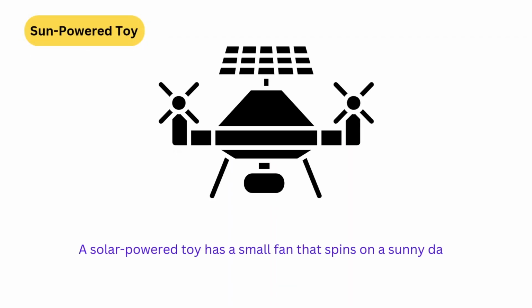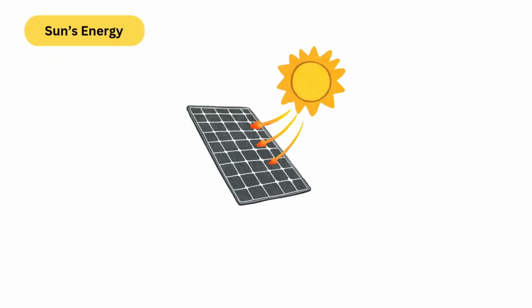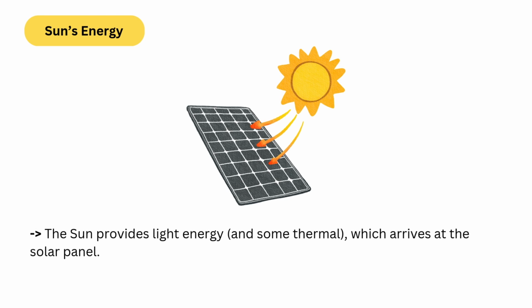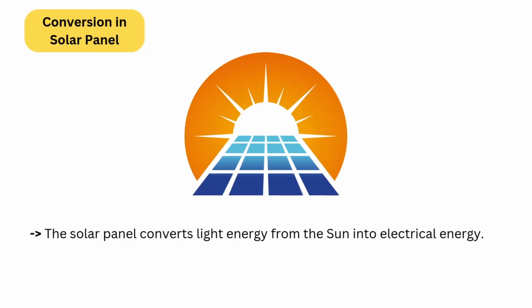A solar-powered toy has a small fan that spins on a sunny day. Sun's energy. The sun provides light energy, and some thermal, which arrives at the solar panel. Conversion in solar panel. The solar panel converts light energy from the sun into electrical energy.